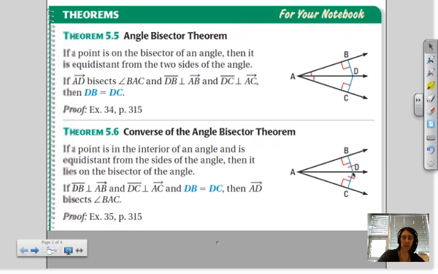Just a reminder that in chapter 5, we're going to write the shortcut and then in parentheses write the if-then, until we get these things internalized. So again, now we know we have this segment congruence here, DB and DC, or we have equidistance. And these are perpendicular, don't forget that. Then we know D lies on the bisector of the angle.